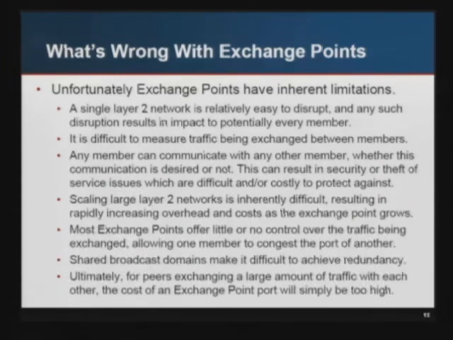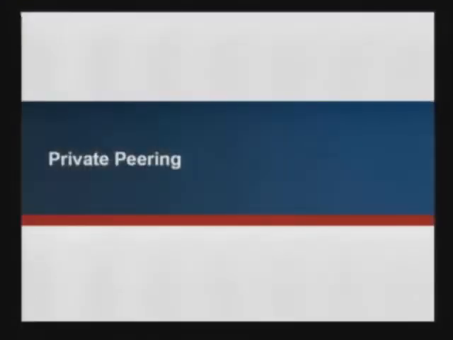And then ultimately, you reach a point where when you're passing a lot of traffic to a certain peer, the overhead of the exchange point is simply going to be too high. I mean, there's a lot of overhead in running this layer 2 network, which is designed for connecting to a whole lot of people. And if you have big traffic flows to one specific network, ultimately it's not the right way to go. So what is the right way? You get into private peering.